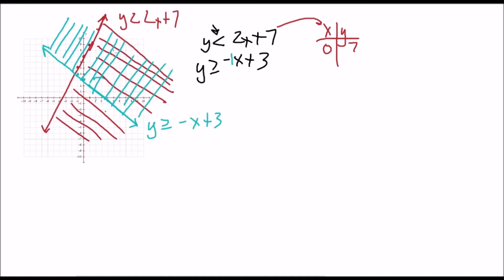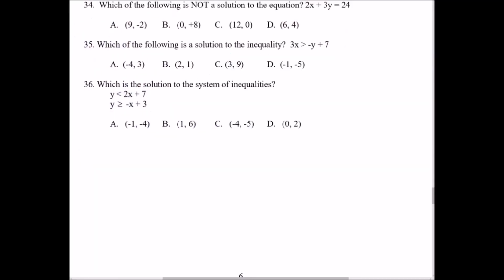And then we're going to look at the section where these two graphs overlap, because if you look, it makes 4 pieces. We have 1 here, 2, 3, 4. We're going to look at the one where both shadings fall, and that's in section number 1. So we can look at our options real quick and see which one of these would fall in this area. -1, -4.